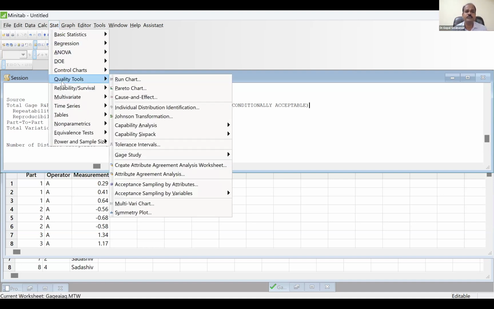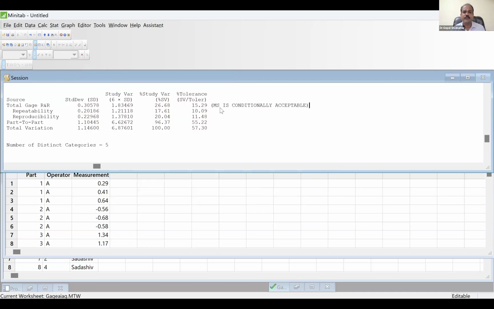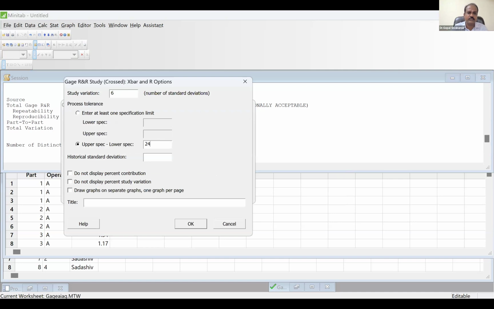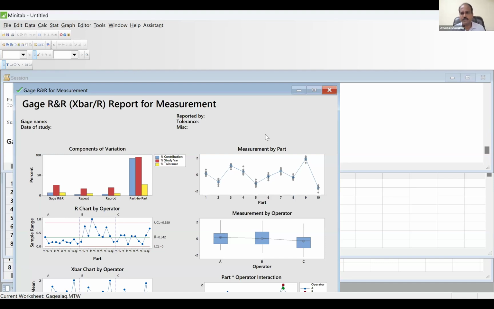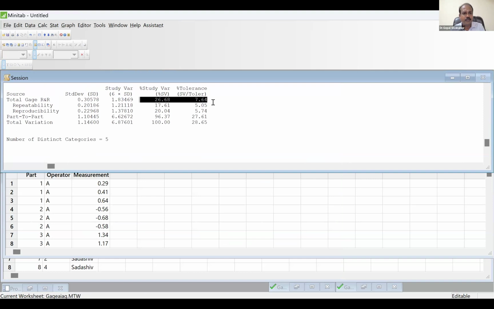change the scenario. Go to stat, quality tools, gauge study, gauge R&R study, crossed. And after giving data, you go to option. Let us say the customer has given a wider tolerance. Okay, so tolerance I have changed to 24, right? I doubled it. And now in this scenario, the gauge R&R will automatically drop. Even if the gauge R&R is higher, you very well know that the customer has given a wider tolerance. In that case, even 10 to 30% is also acceptable, right?